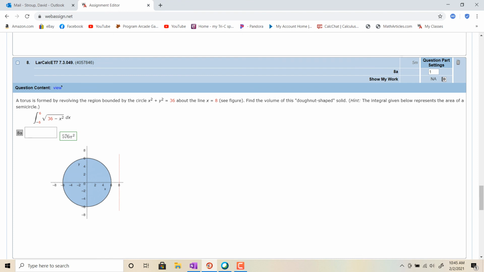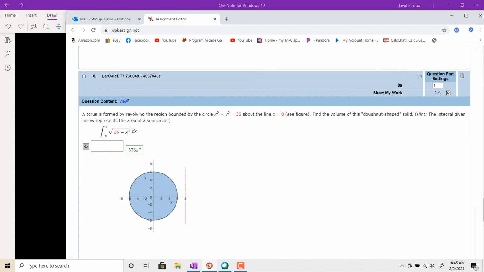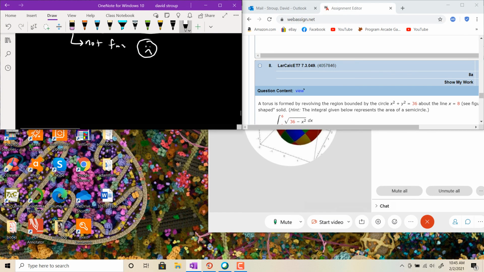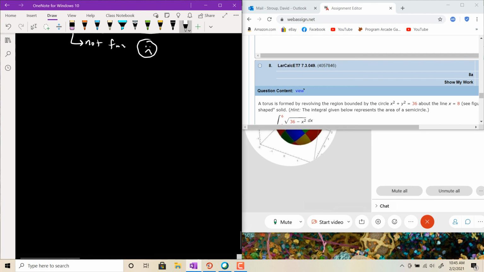Number 8 is the one I want to look at. So we want to rotate a circular region about the line x equals 8. Okay, so let's do that. The math involved with the integral is really where it becomes interesting. So let's take a look.